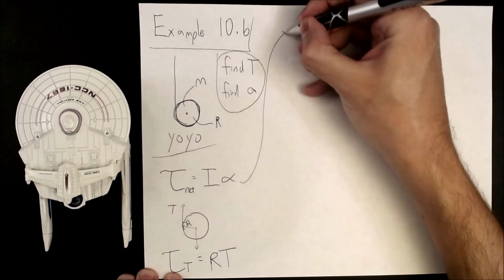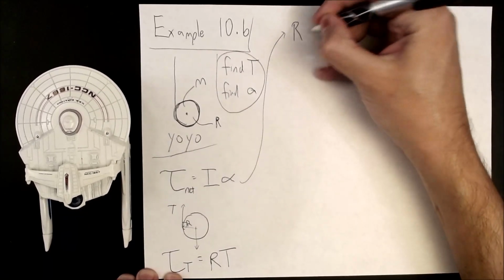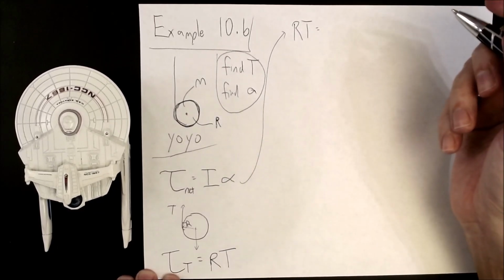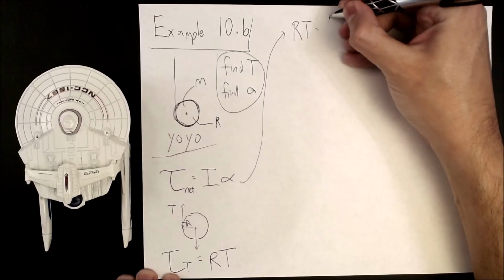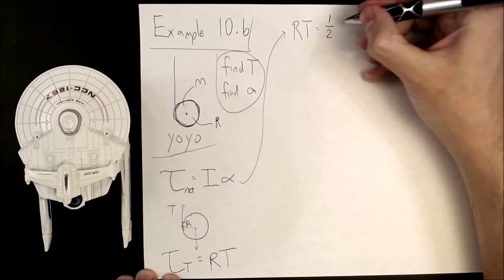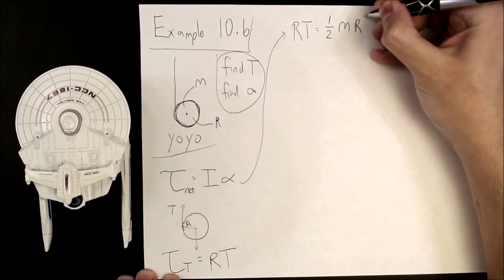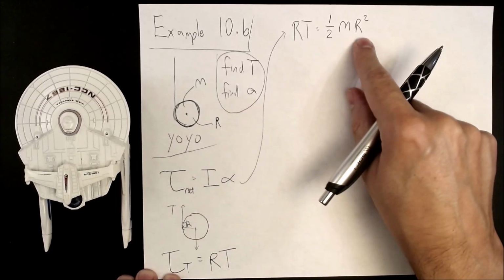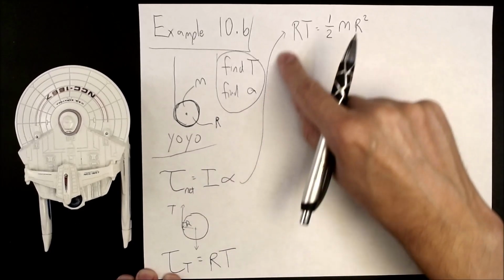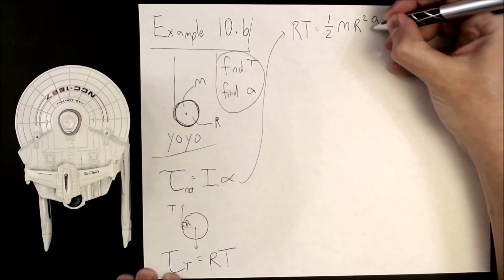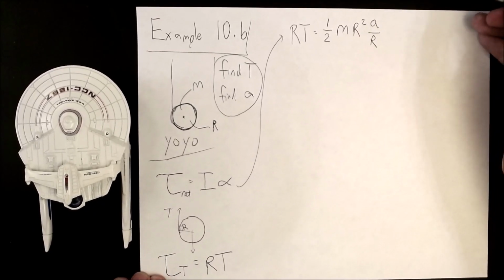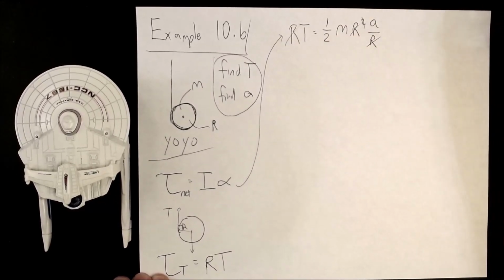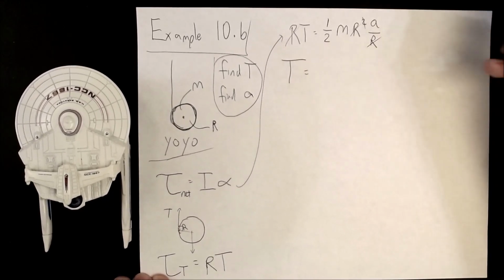So we can take this and say that this side is RT, and that's equal to I. Well, what shape are most yo-yos? Most yo-yos are disks. So I'm going to assume that this is a disk, and the moment of inertia for a disk is 1/2 mr squared. The mass of the yo-yo is m, the radius of the yo-yo is r, and this is all times alpha, and alpha is a over r. Again, we get lucky and we can see that that cancels with that, and that cancels with that, and therefore the tension is equal to 1/2 ma.